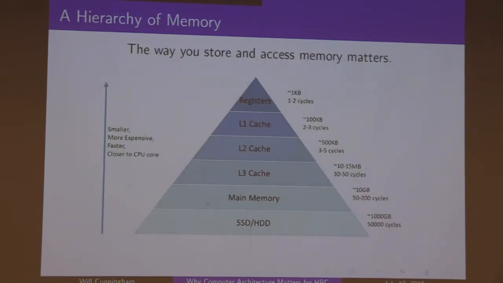So let's talk a little bit more about memory. You're probably all familiar with solid-state drives and hard drives. If you want to read something from there, it might take something like 50,000 clock cycles. For your main memory, which is your RAM, you're going to have less of it, but it might take only 50 to 200 cycles. Then you have your L3 cache, which is on the chip, but not in the core. That's 30 to 50 cycles. Your L1 and your L2 cache are in the core. That takes far fewer cycles. And then your registers, as I mentioned with those instructions, only 1 to 2 cycles.